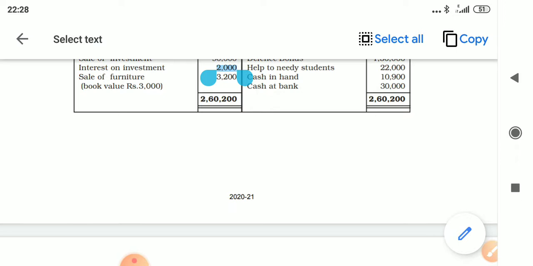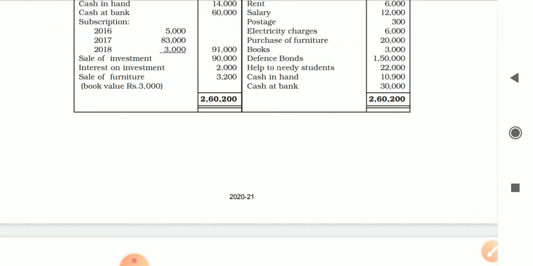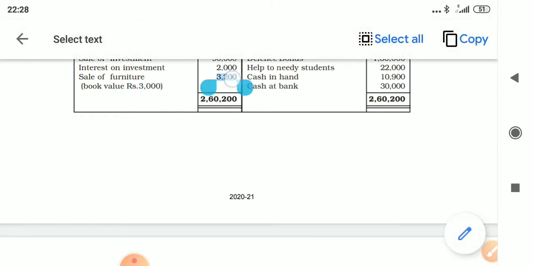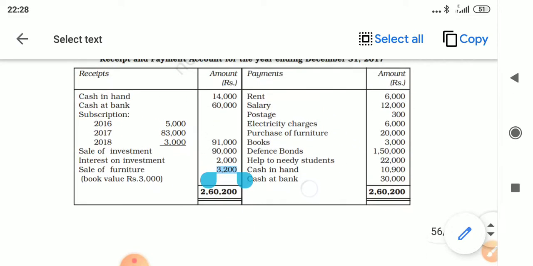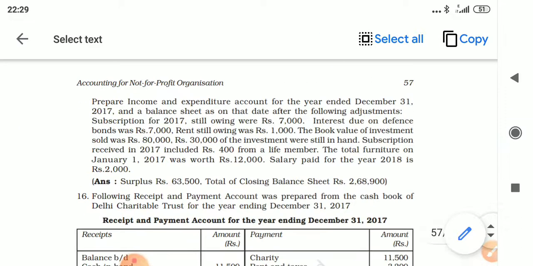That's it. Coming to furniture. Furniture worth rupees 3000 is sold for 3200. So 200 is profit on sale of furniture, income side. Now you have to see if any furniture is purchased. Yes, we have furniture purchased 20,000. Now we have to see if we have any furniture opening balance. The total furniture on January 1st, 2017 was 12,000. Yes, we do have furniture opening balance. So this 12,000 will appear in the asset side of 2016 balance sheet.